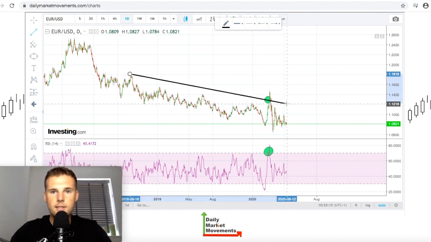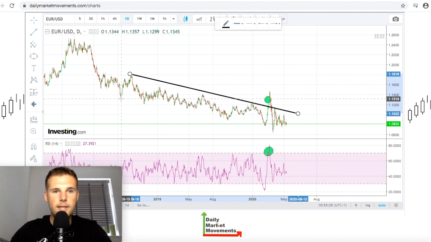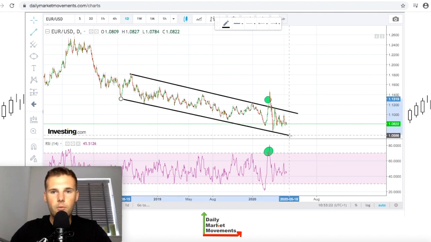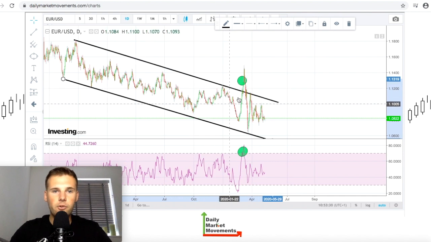Let me just draw a nice little downtrend here. There you go. So as you can see, we've been in a downtrend now for about a year and a bit with the euro US dollar. So many traders would have seen the fact that we broke out of the top side of this downtrend that we've been in for such a long period of time now, and they would have bought.